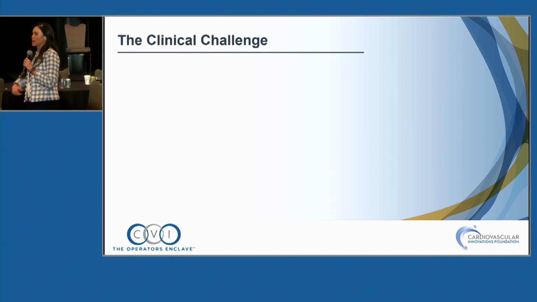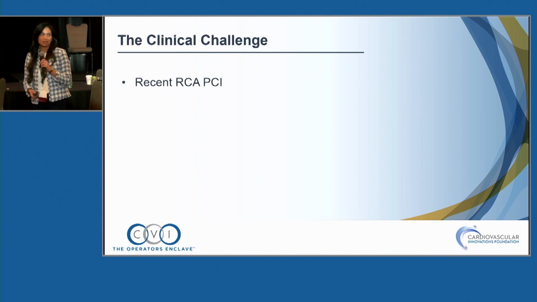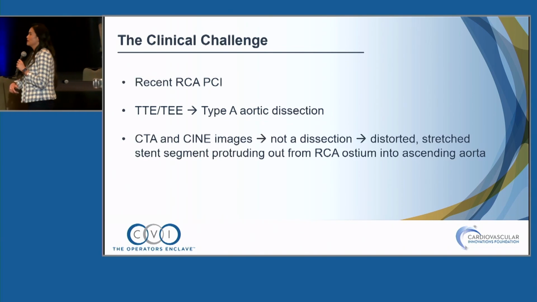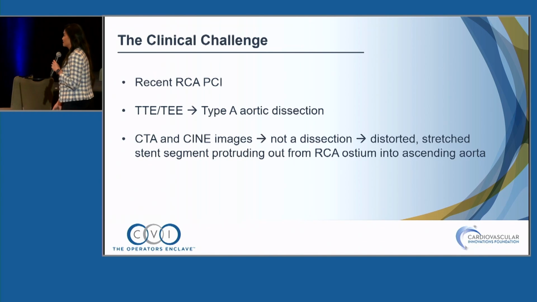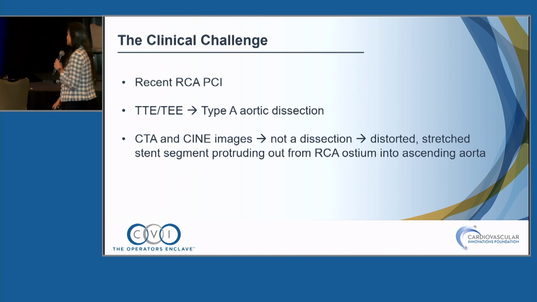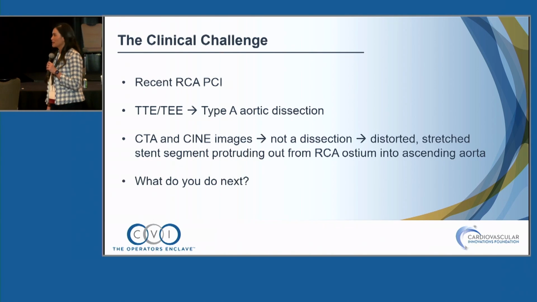So here's our clinical challenge. We have a recent RCA PCI, echo images that suggest a type A aortic dissection, CTA images and cine images that suggest otherwise, but rather a distorted, stretched out stent segment protruding out from the RCA ostium into the ascending aorta. Well, what do you do next?